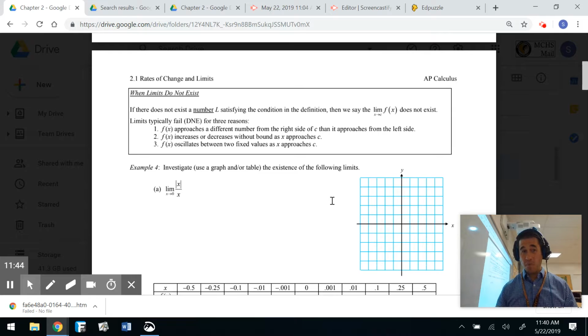So when do limits not exist? That's what's going to become important here. If there does not exist a number L satisfying the condition in the definition, then we say the limit as x approaches c of f of x does not exist.